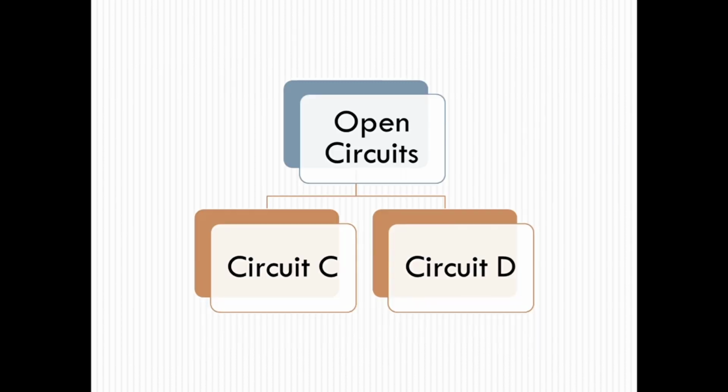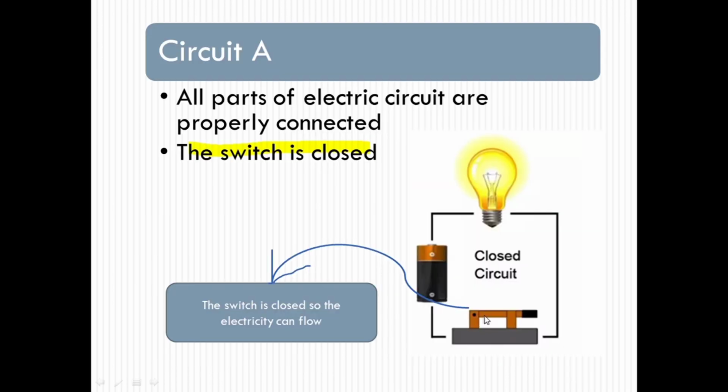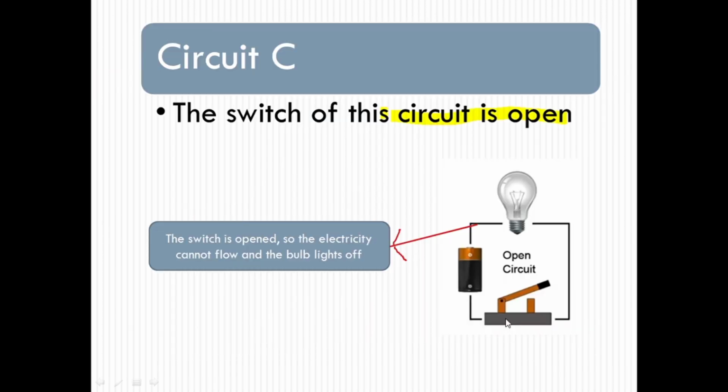But before that, I would like to tell you, open circuits are divided into two parts. They are circuit C and circuit D. What are they? Let's start from circuit C. In circuit C, the switch of this circuit is open. So, just to remember, circuit A has a switch, but the switch is closed. But circuit C also has a switch, but the switch is open. Because the switch is open, there is a gap here.